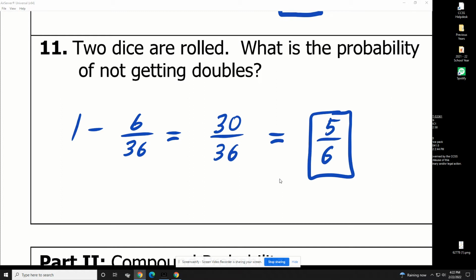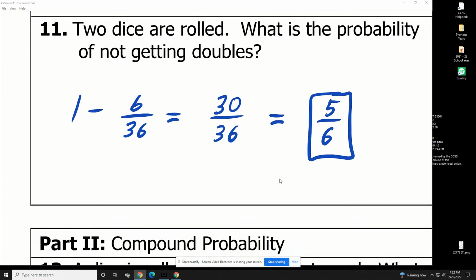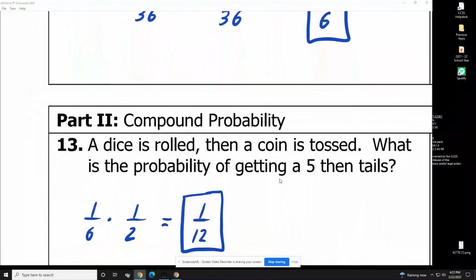Here's number 11. This one wasn't too hard, because we had that one in the notes. Not getting doubles. Remember, this is what we called the complement of getting doubles. Well, there's only 6 possibilities out of 36 of getting doubles. So 1 minus 6 over 36 gave me that 30 over 36, which reduces.